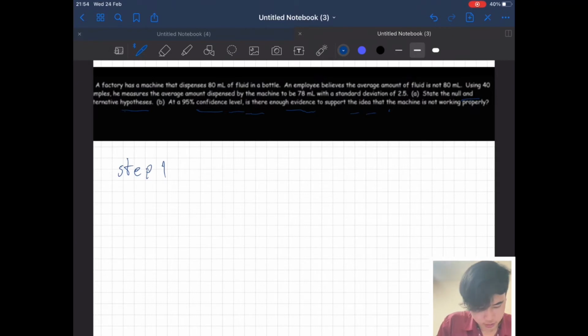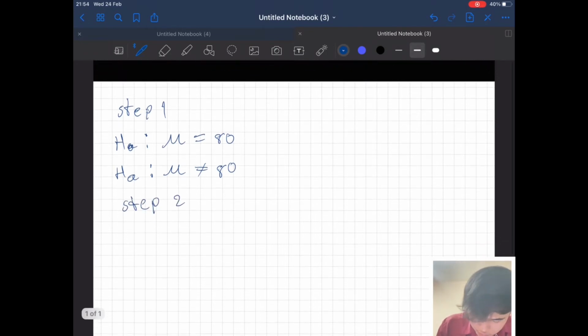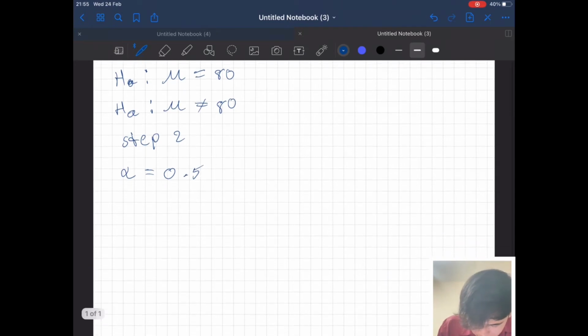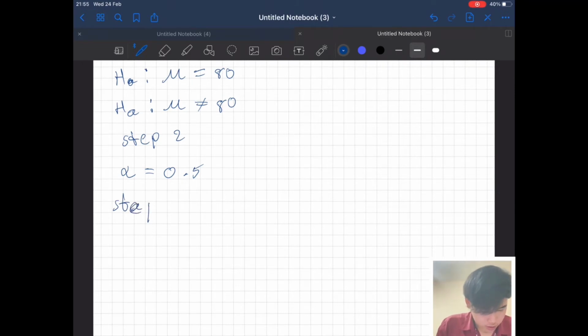Solution. Step 1: H0 equal 80, H1 not equal 80. Step 2: alpha equal 0.05. Step 3: drawing the graphs.